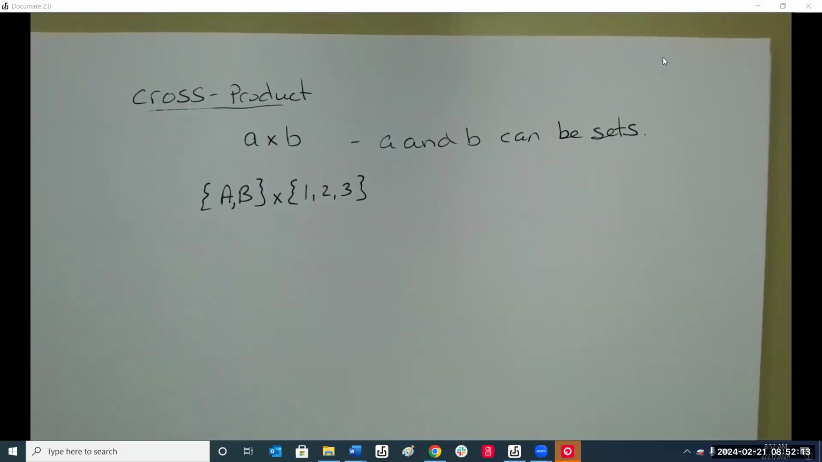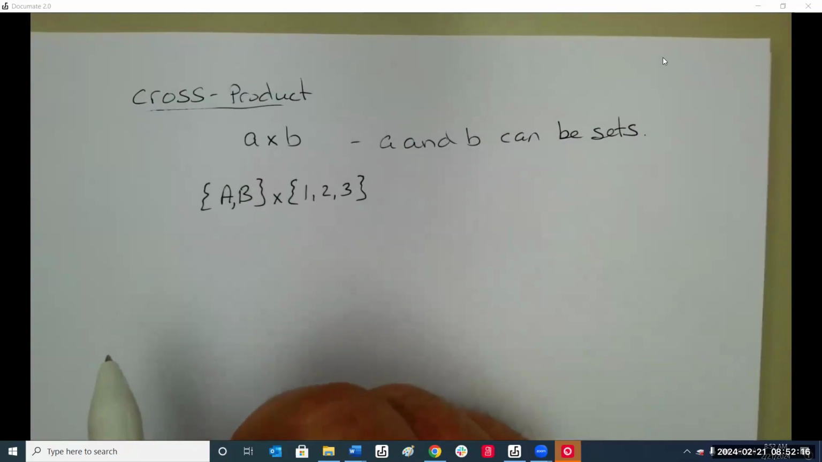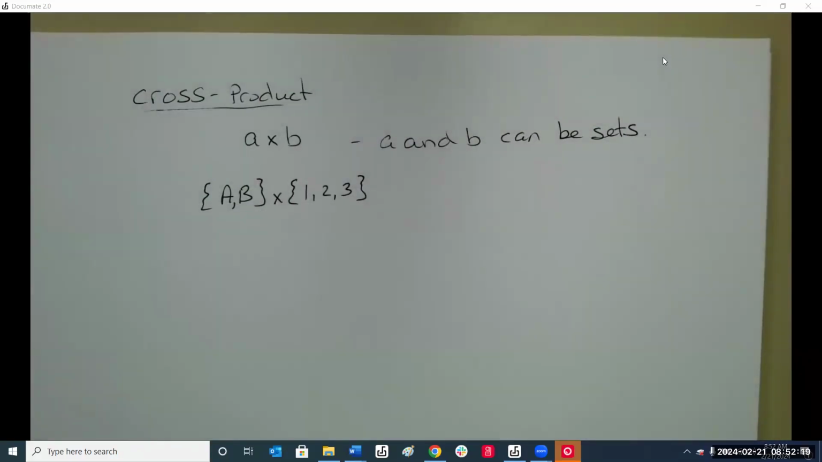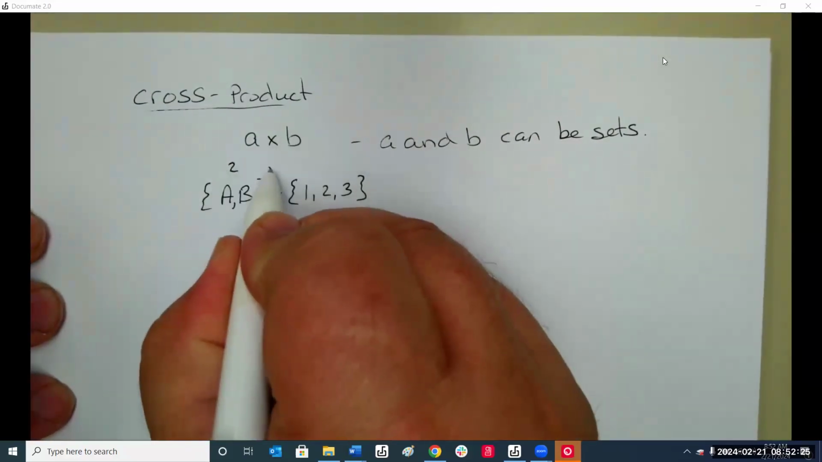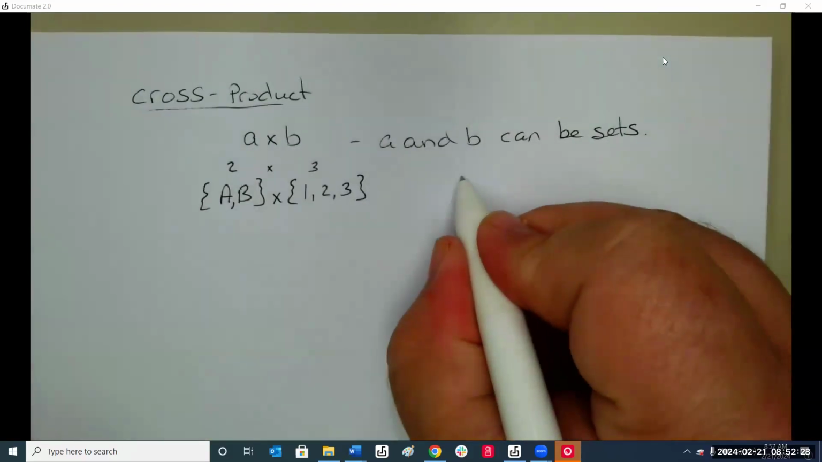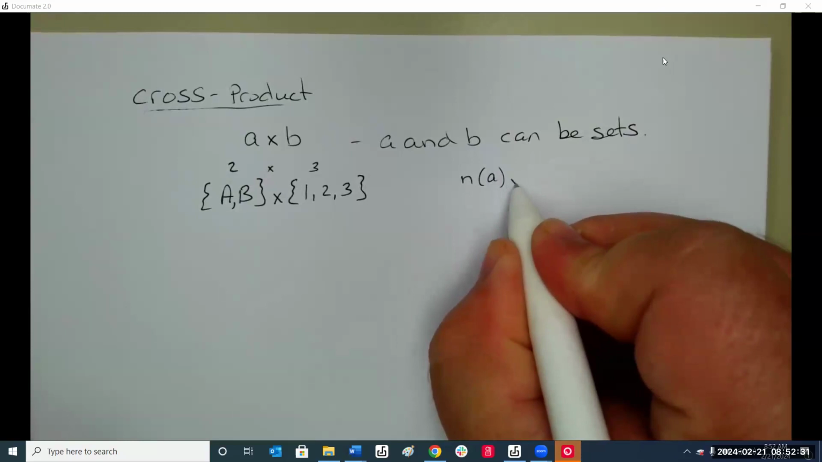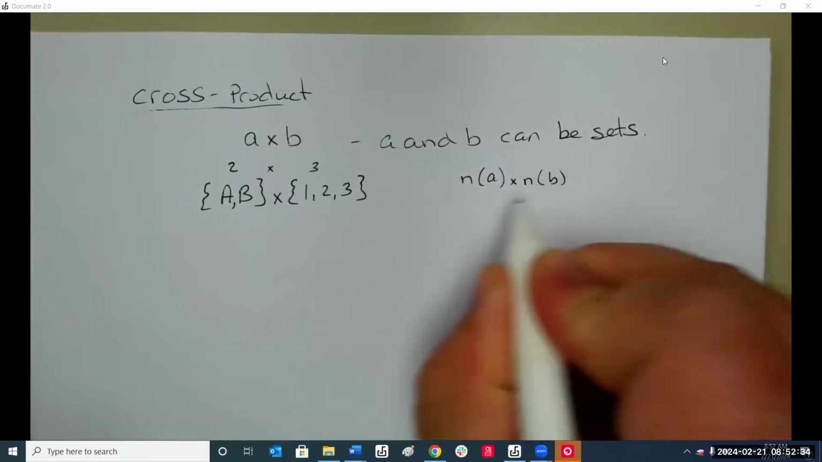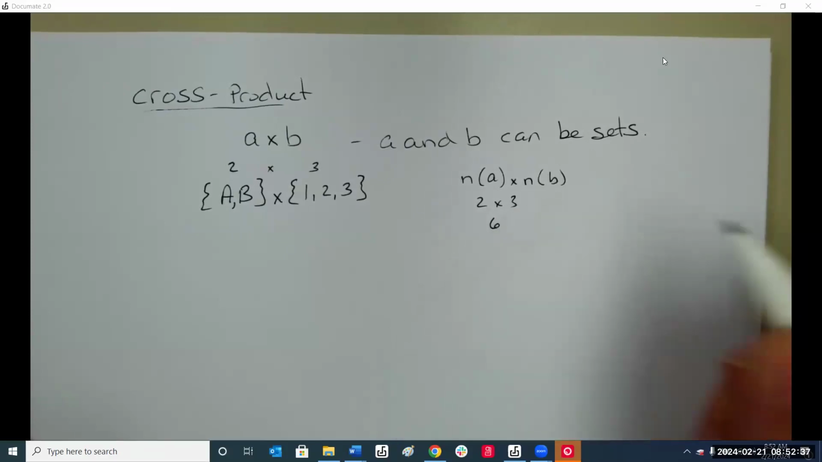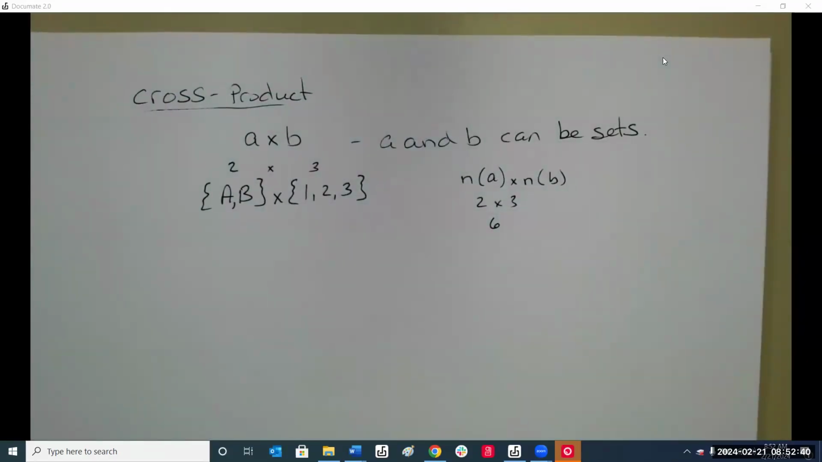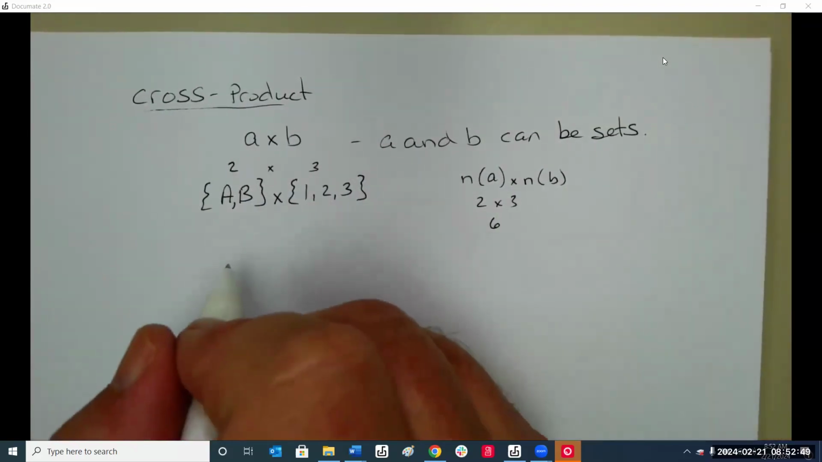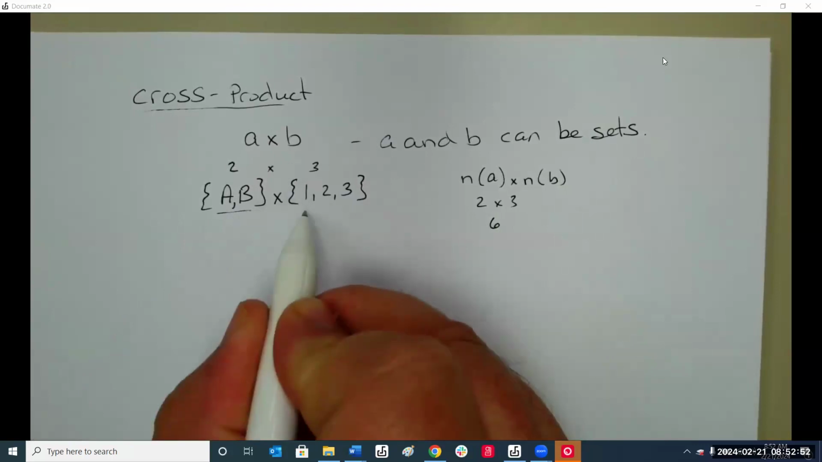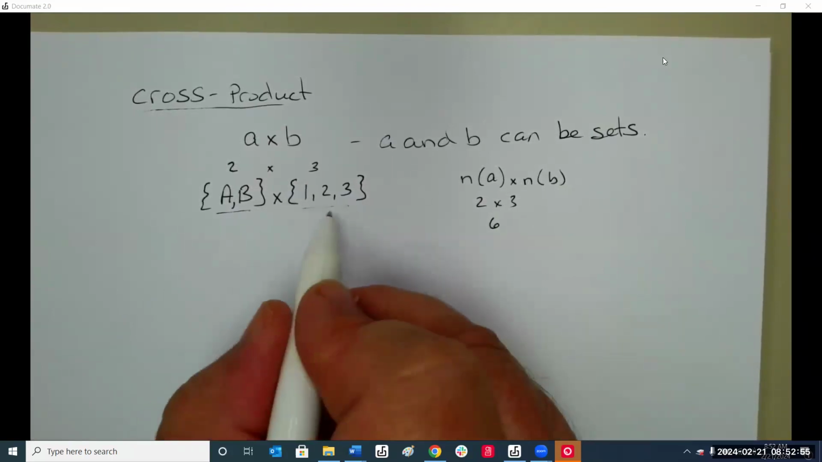What this one represents, the cross product, we know how many solutions we're supposed to get. We have 2 elements there times 3 elements there. So it's the cardinal number of A times the cardinal number of B, which is 2 times 3. We're supposed to have 6 answers. So what the cross product here represents is everything in this first set has to combine with, has to multiply with everything in the second set.